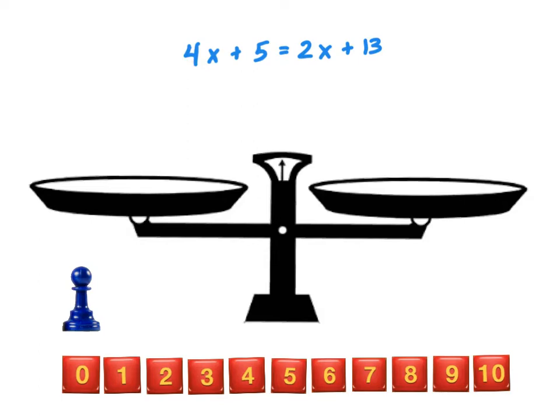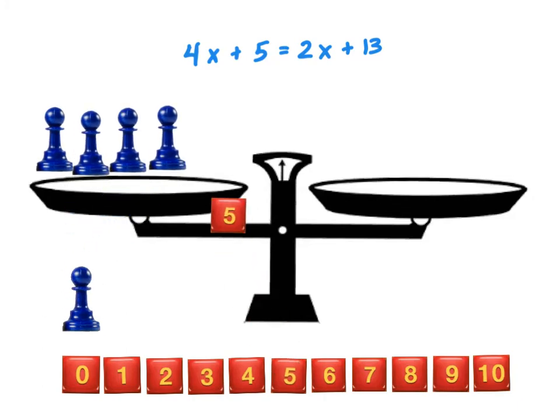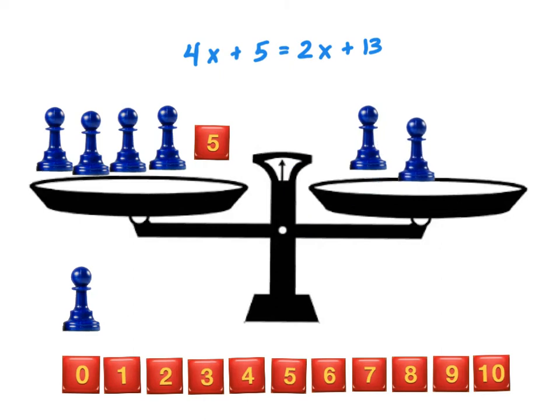So what we need is 4 x-men plus a number cube that has a value of 5. And on the right-hand side, we have 2x, which means 2 x-men plus number cubes that have a value of 13. Now, I don't have a 13, but I can make 13 by doing 10 plus 3 and a variety of other combinations. Now I can start making my legal moves.